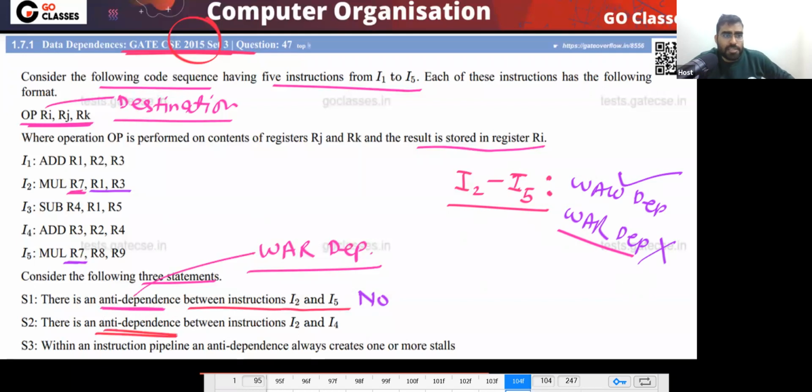What about WAR dependency, anti-dependency, between I2 and I4? This is your I2, this is your I4. Yes, there is. Very simple. Now this is a nice question: within an instruction pipeline, anti-dependency always creates one or more stalls. The answer is no.